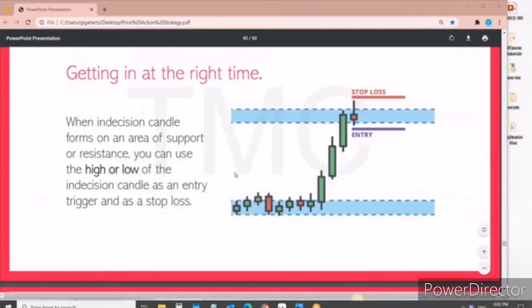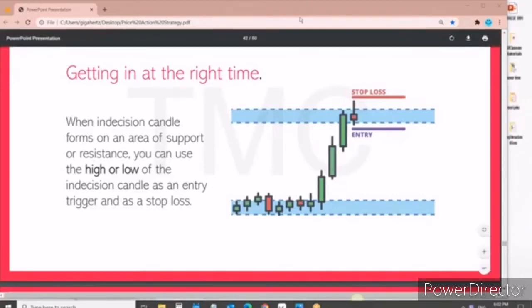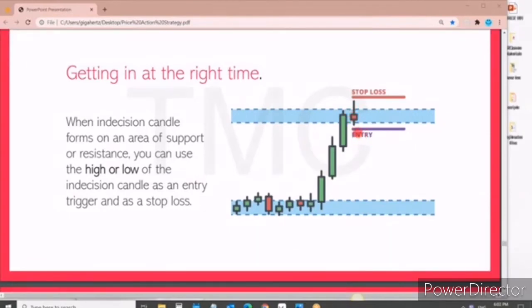Ulitin ko. Kailangan makuha niyo 'to kasi importante yung entry. It's very crucial na dapat alam niyo kung saan kayo papasok. So again, after ng preceding, may lalabas na indecision, which is the indecision candle. Dito ka ngayon papasok banda sa price na 'to. Okay? Sa price na 'to, dito ka papasok.